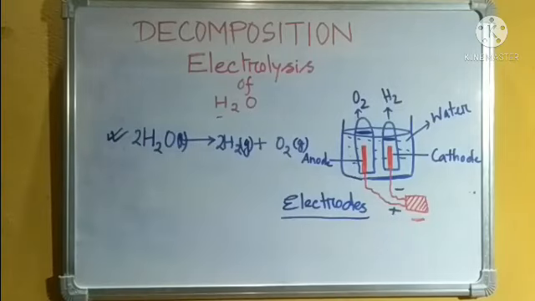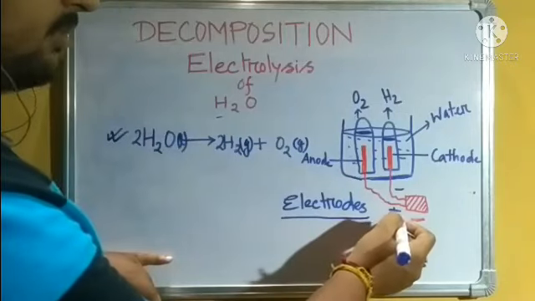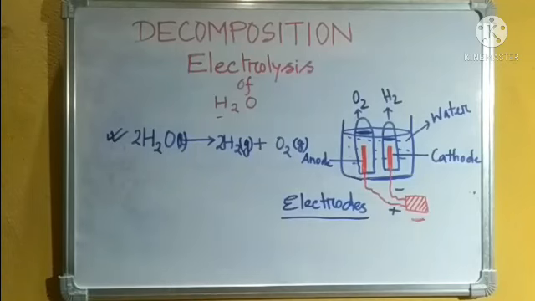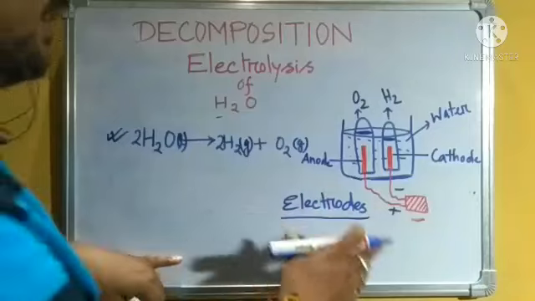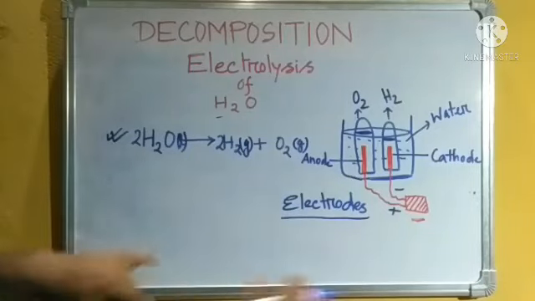Simply you have to understand this: electrodes are two rods made up of current conducting materials. One will be connected to the positive terminal of the battery, the other to the negative terminal of the battery. Clear? Up to this it is clear, I hope. In case you have a doubt, you can contact me anytime.